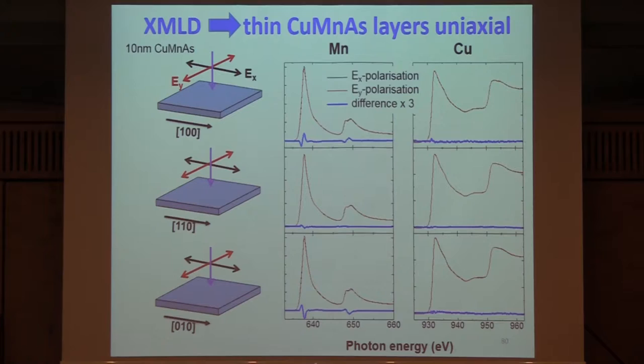But the interesting thing that happens here is if I rotate the whole thing by 90 degrees, the sign of the XNLD changes. That was only going to happen if it's uniaxial. So here, it not only tells you that the moments are lying along one axis, it's telling you that it's only lying along one of them. So this material, which is a thin copper manganese arsenide, shows uniaxial behaviour.